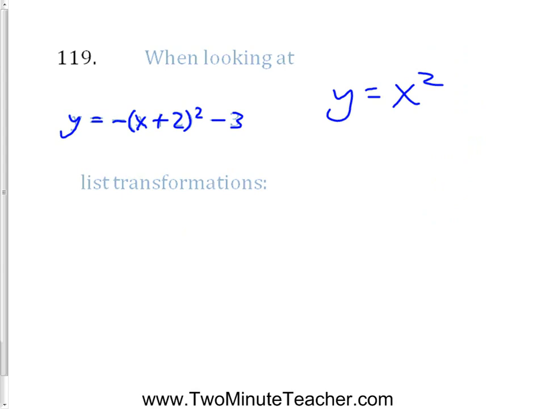This is very important. The changes that are on the outside of any grouping symbols that you have, like parentheses or square root symbols or absolute values, the stuff on the outside moves up and down. And so this negative on the outside is an up-down reflection. So it's going to take my parabola and make it flip up-down.